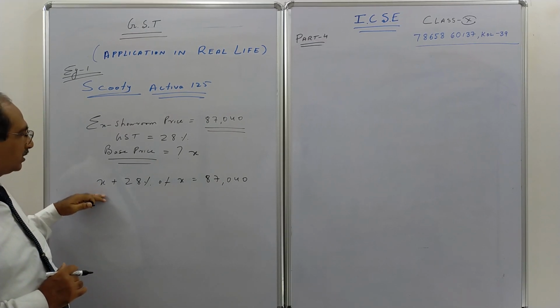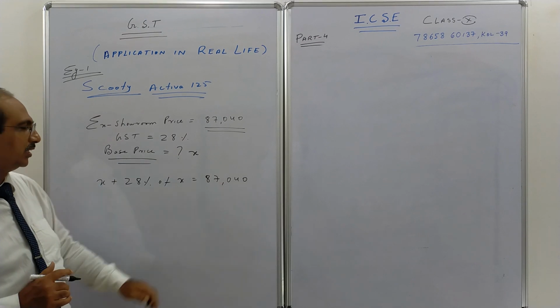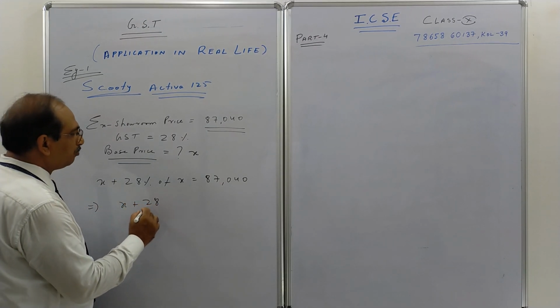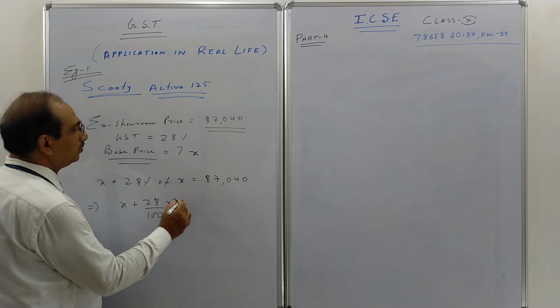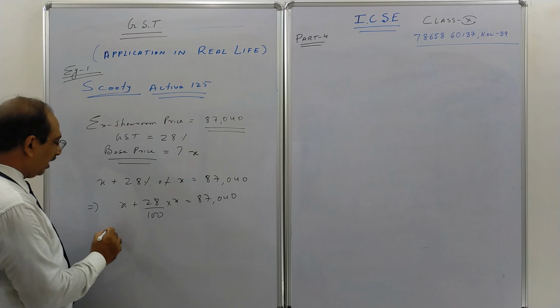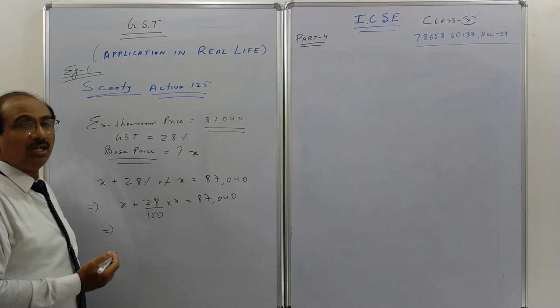Let the base price be x, plus 28% of x, is this. If you solve this, children, 28% goes 100, comes down, so 87040. Here we have no idea what the real price is.